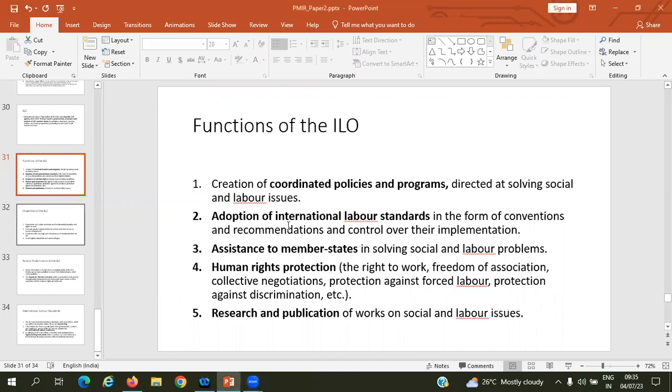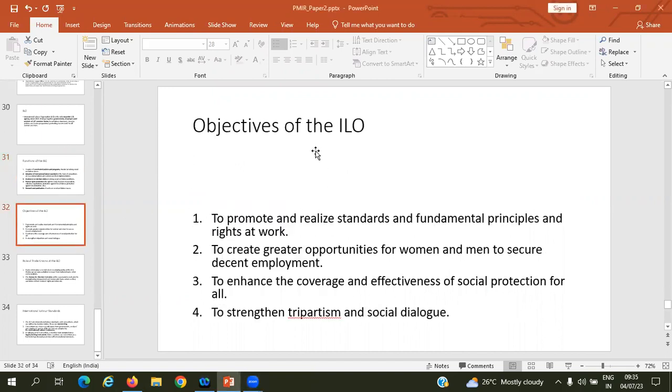Next we'll read the objectives of ILO. What are the different objectives? What does it do? This ILO is mainly promoting and realizing standards and fundamental principles and rights at work.